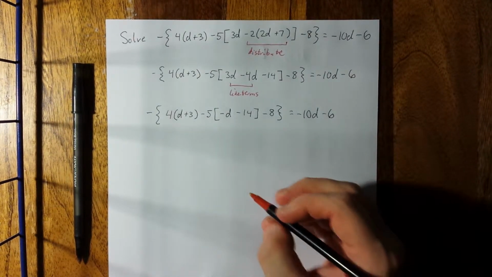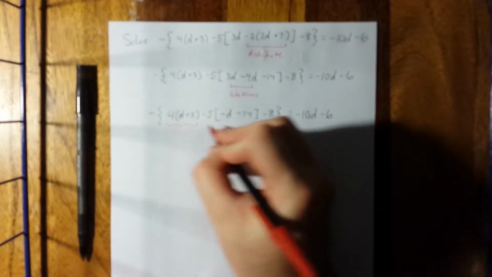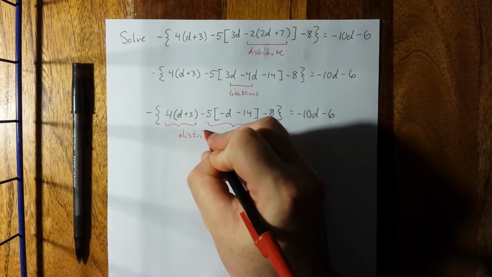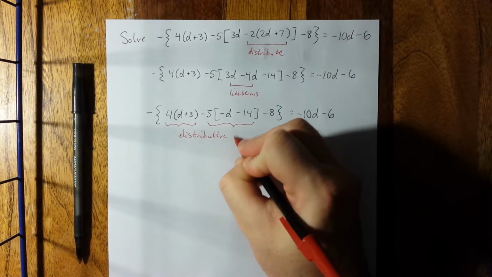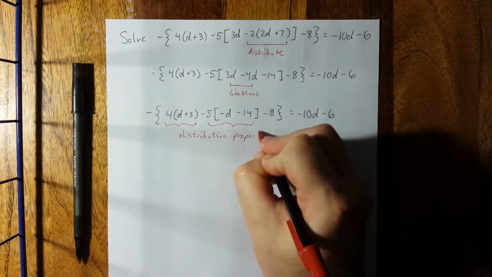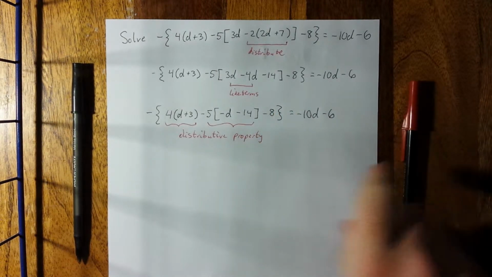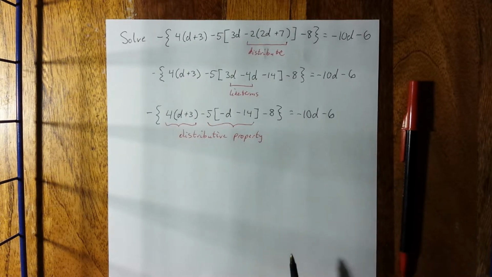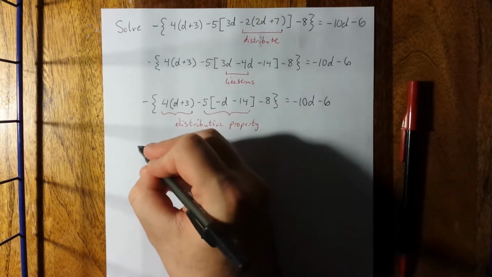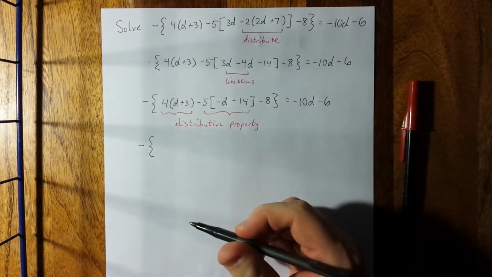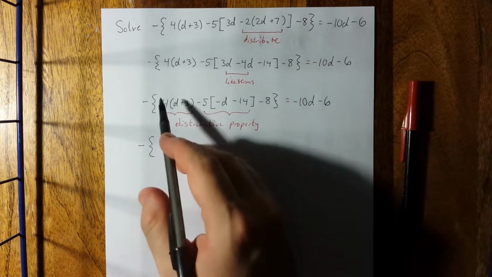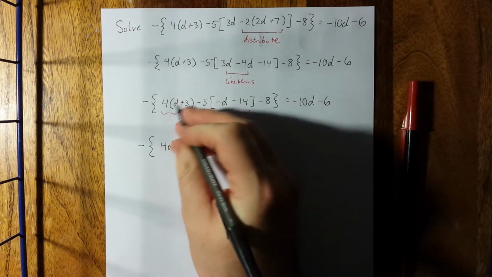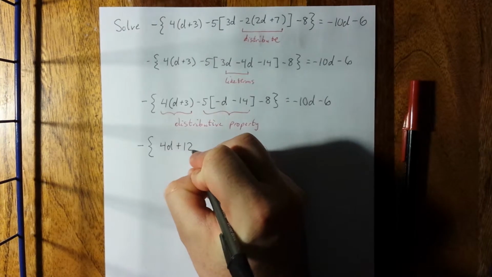But in the next step, there are two distributive properties that can take place. One is right here, and one is right here. Both of these are going to be distributive property again. Now that minus 8 at the end has no distributive property with it because it's not inside a set of parentheses. So, again, very little changes from step to step. We still have the minus sign and the fancy braces out here. 4 times d gives us 4d. 4 times plus 3 gives us plus 12.